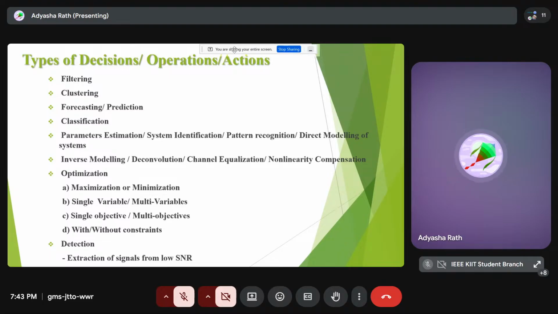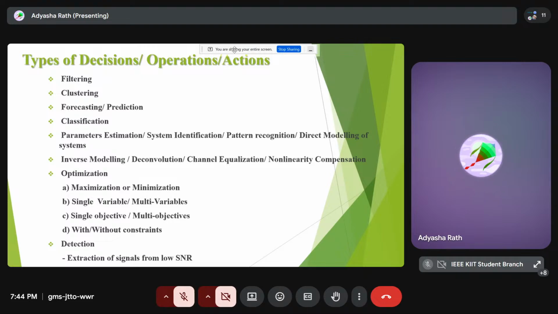Then coming to optimization. What is the meaning of optimization? It is maximization or minimization, single variable or multivariable, single objective or multi-objective, with constraints or without constraints. If I have time, I can discuss one optimization algorithm like the genetic algorithm. I can solve that problem, then you will be able to understand what it means.